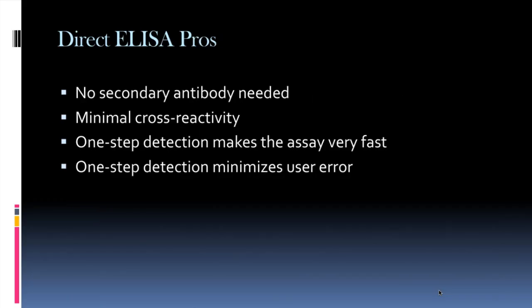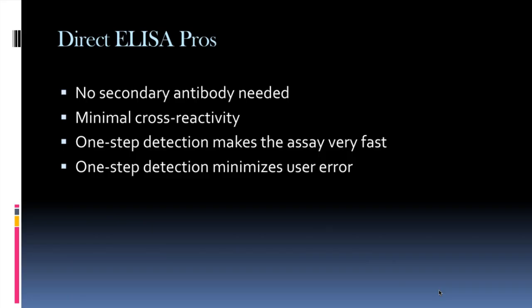So the benefits of a direct ELISA are, one, that it's really short. Okay, so it's a small subset of experiments that need to be done. One, no secondary antibody is needed. And so the benefits of that is that you're reducing the possibility of cross-reactivity. So there's not going to be binding of multiple other proteins or other antigens onto your antibody.